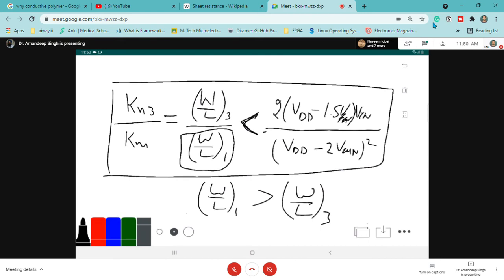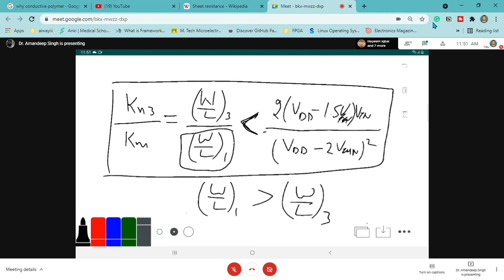Yes, a doubt: can M1 be in cutoff region? Can M1 be in cutoff region? Cutoff region would come when VG will be 0. Yes, VG will be 0, but VG is always connected to 1. So it can't be in cutoff because it is always connected with 1. 1 is stored at Q bar. Yes. So it will always be in linear only, right? Always in linear. Yes. Okay.